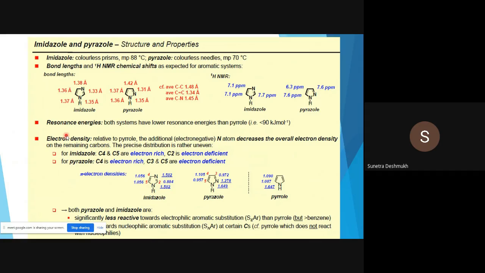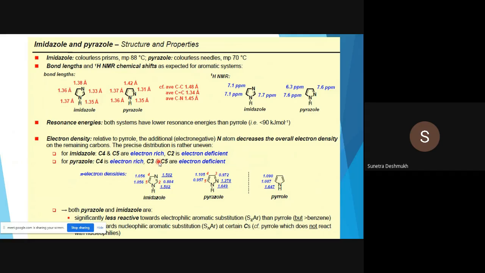Resonance energy, which is very important. Both systems have lower resonance energies than pyrrole. So we have compared resonance energy with the pyrrole moiety. Pyrrole contains only one NH, so we compared here, and these have lower resonance energy, less than 90 kilojoules per mole.